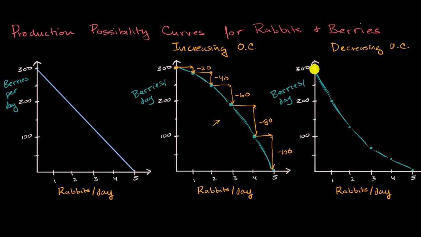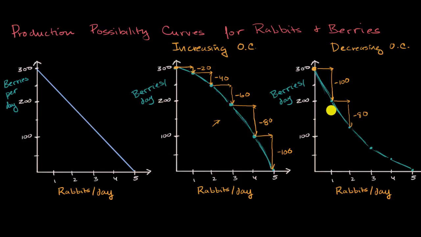So we could go back to the scenario where we're doing nothing but picking berries. And let's say that first rabbit, so we're going to talk about a different scenario now. That first rabbit, I had to train myself to be able to get rabbits. I had to buy the tools. I had to stretch. It takes me a lot of effort to get that first rabbit. And so there, I give up 100 berries. So my opportunity cost for that first rabbit was 100 berries. But then for that second rabbit, my opportunity cost is 80 berries.